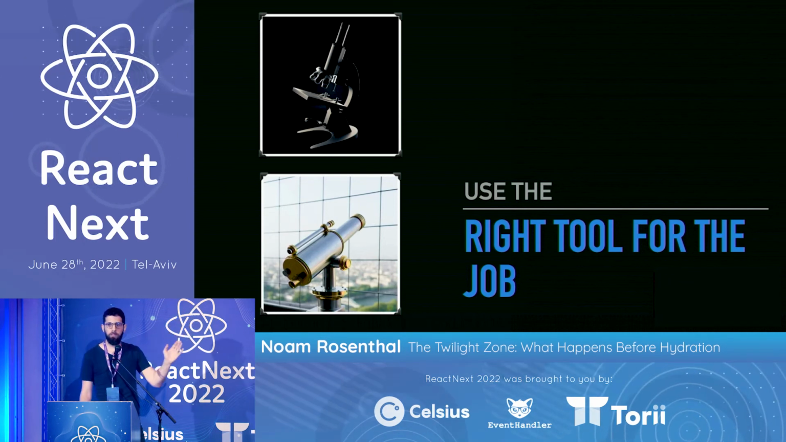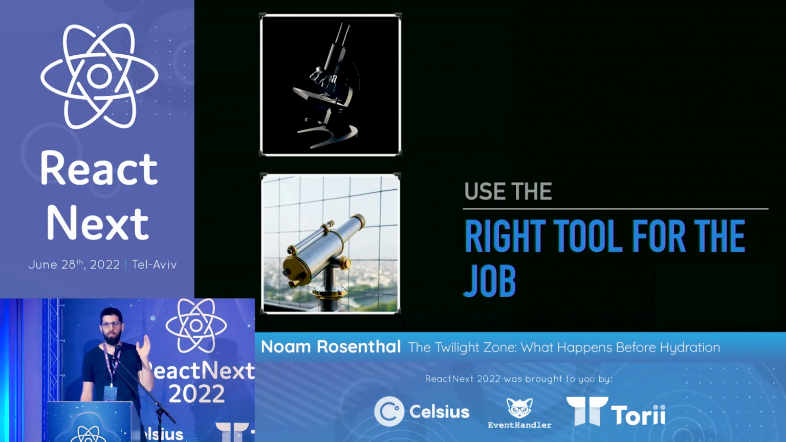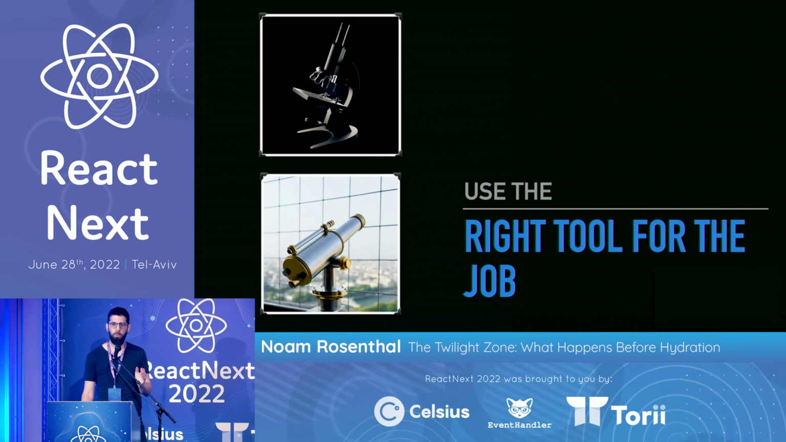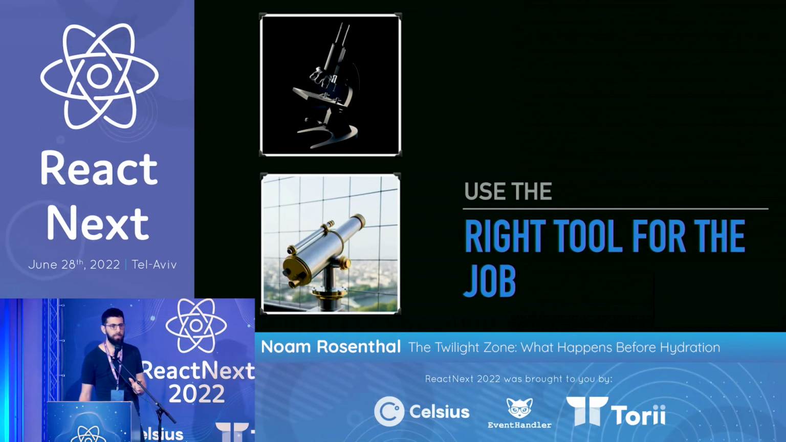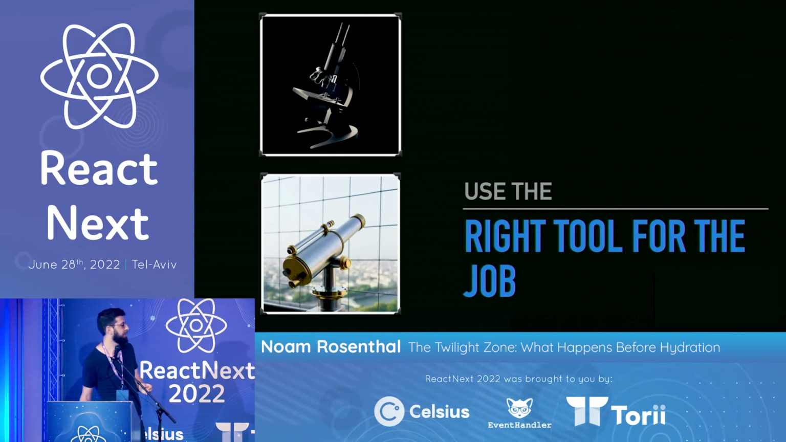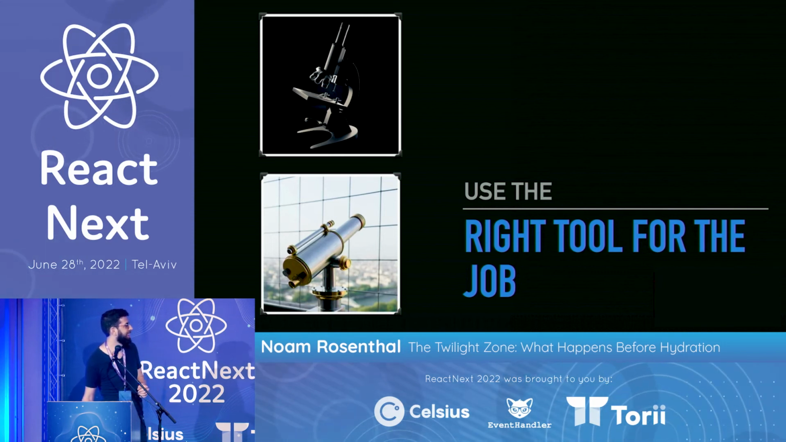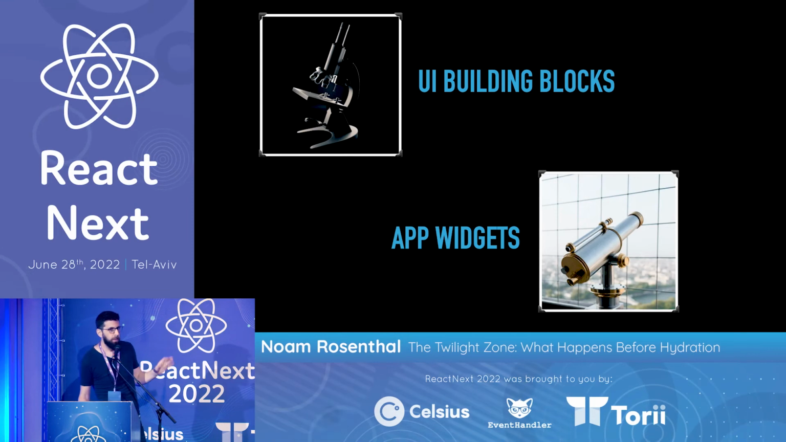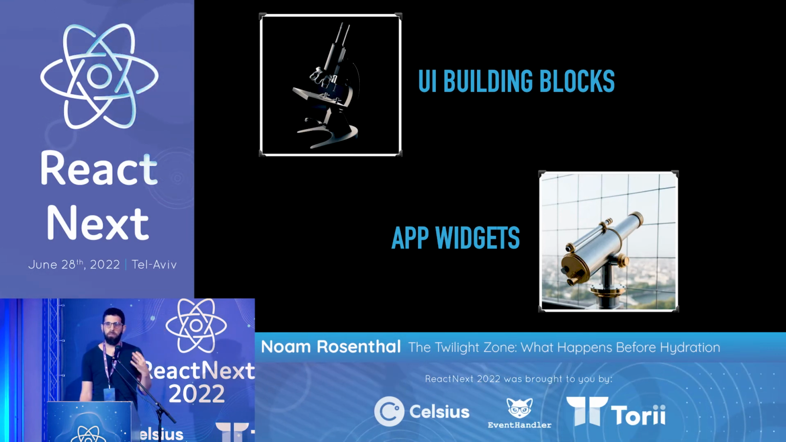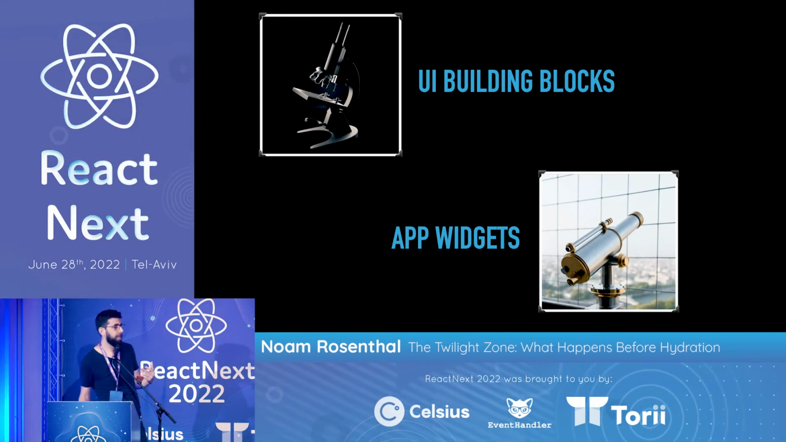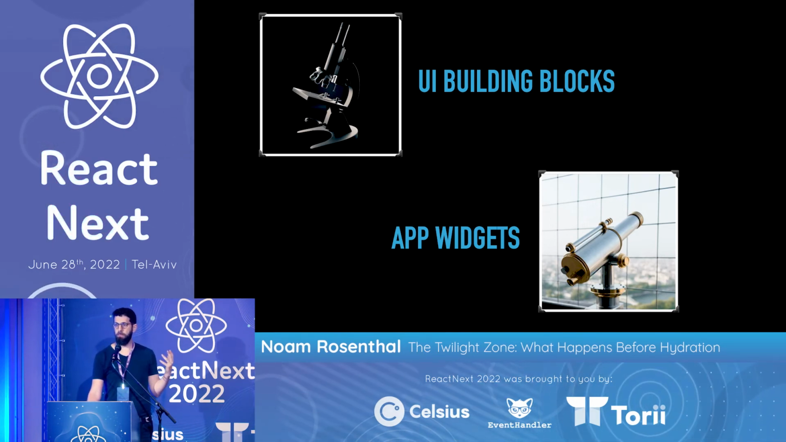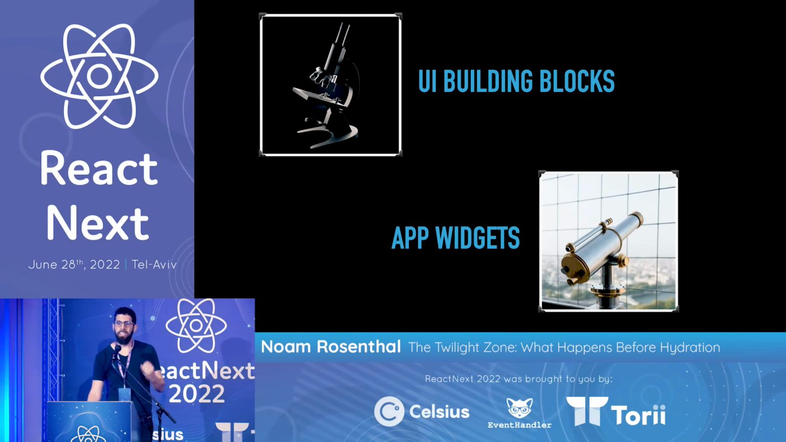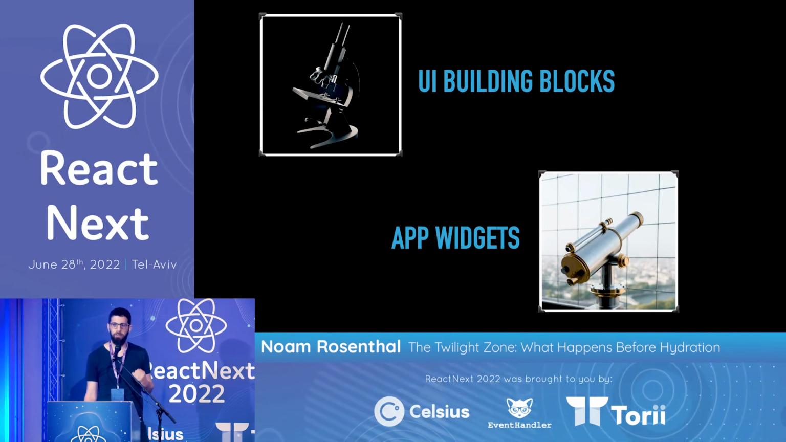Don't use a microscope to look at stars. Don't use a telescope to check a COVID test. So I'm saying use a microscope, use web components, for building blocks, and use a telescope, React, for the app widgets. If you think about it, that's what React is good at. Let's use React for what it's good at.